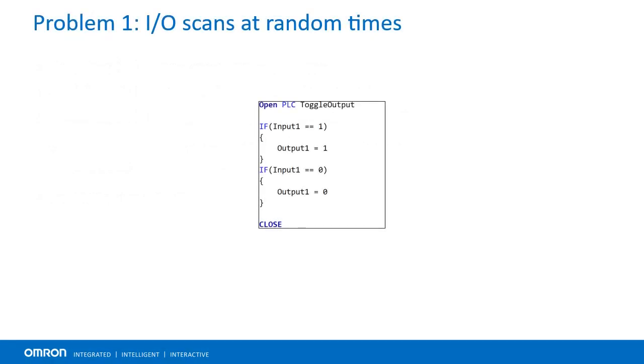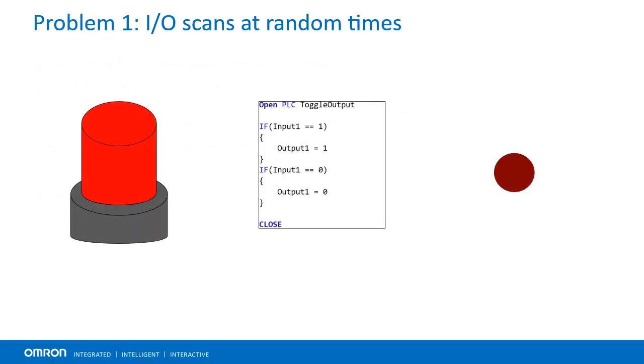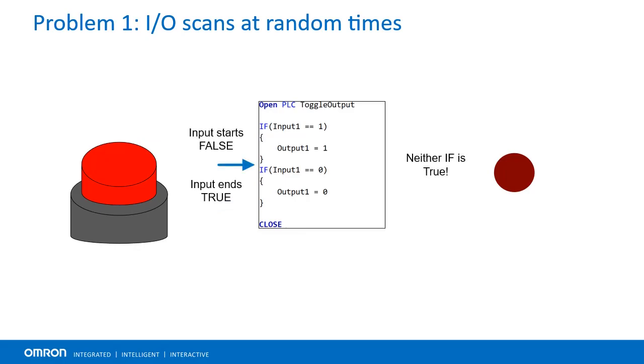Let's look at a problem. In Power PMAC, most I/O is read and written as the code executes. This means that sometimes I/O may change while users are trying to use it. If this input toggles at just the right moment, it's possible that neither of these if statements execute or that both of these if statements execute.